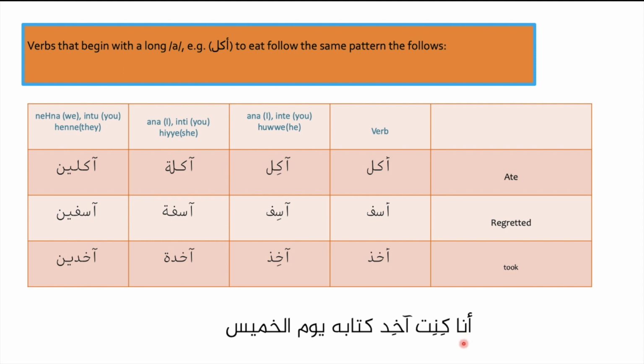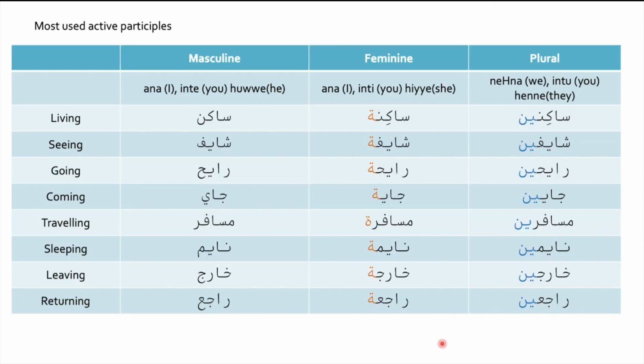And here we've got an example for you. You could say أنا كنت أخذ كتابه يوم الخميس. I had taken his book on Thursday. Great, and here we've got a list with one of the most used active participles in spoken Arabic. If you memorize them and learn how to use them, that would be fantastic. So we've got sakin, which means living, shayif, seeing, rayih, going, jay, coming, مسافر, traveling, nayim, sleeping, kharij, leaving, and raja is returning.